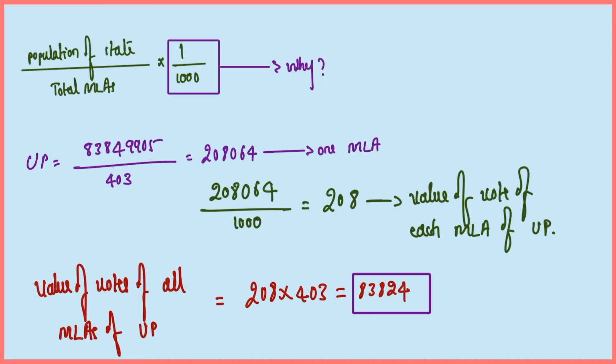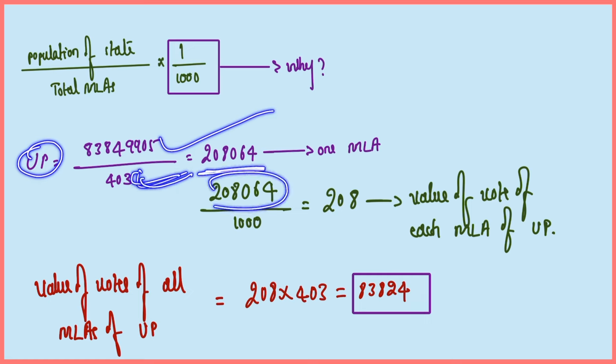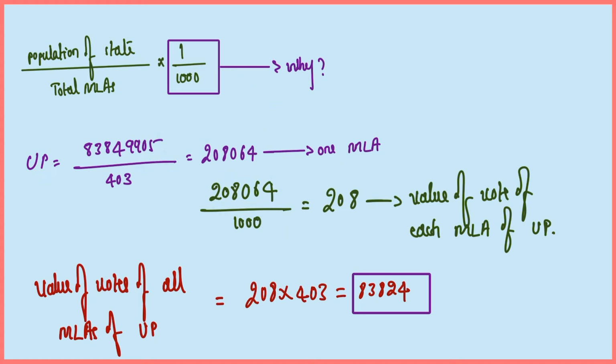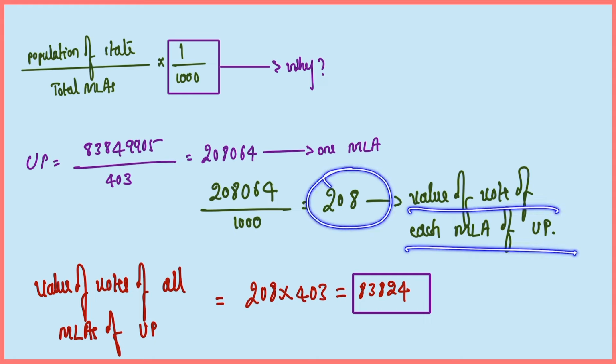For example, tell me whether this is simple or 208 is simple. 208 is simple, right? So that is why we divide the result by 1000. Got it? So this is how the value of each MLA's vote of UP is calculated. Population of 1971, current strength of assembly. This is the result, and then divide that result by 1000, right? And 208. So the value of the vote of each MLA of UP is 208.